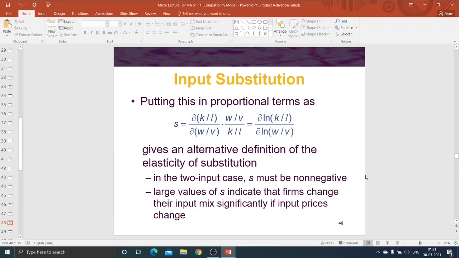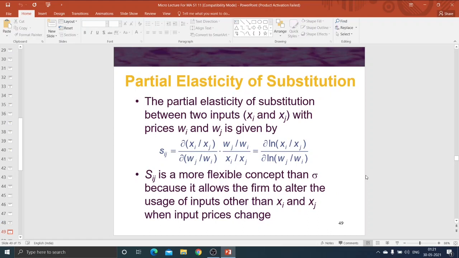So given an alternative definition of the elasticity of substitution, in the two input case, S must be non-negative. Large values of S indicate that the firm changes its input mix significantly if input price changes. So again, another point which we have to keep in mind.